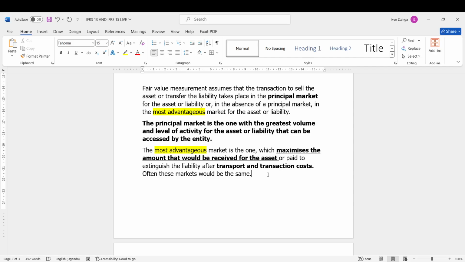Okay. Anyone else who can remember? We've seen the principal market is clear. The most advantageous market we can easily get. But after identifying the most advantageous market, how do we attach a fair value in that most advantageous market?